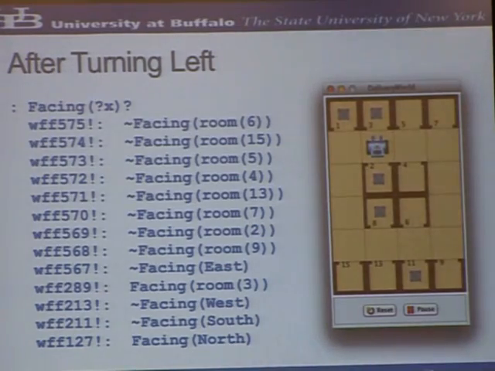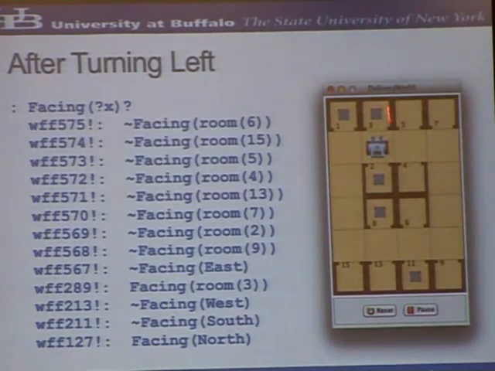All the corners looked alike, right? Perceptual aliasing, right? It was hard to tell where you were if you didn't really know the building. So this guy knows where he is because he knows which rooms are where.